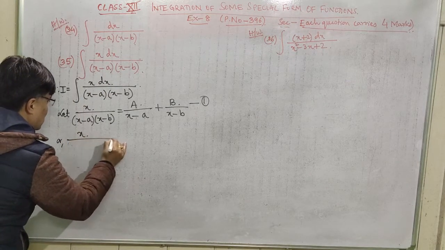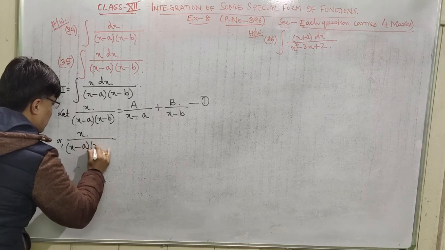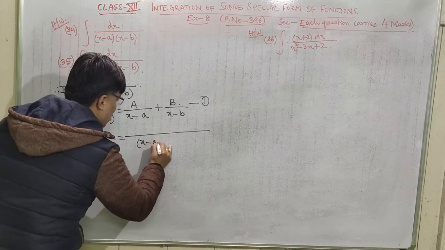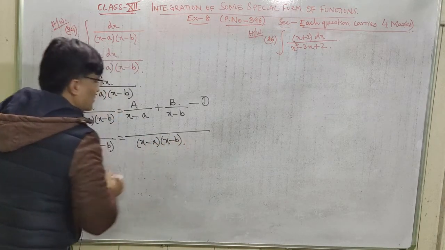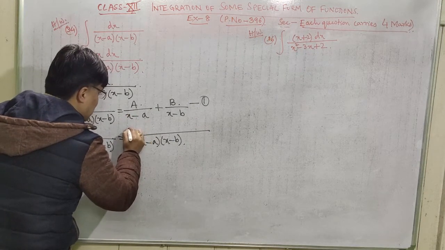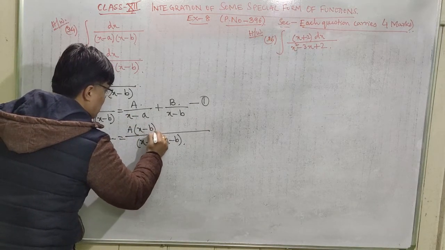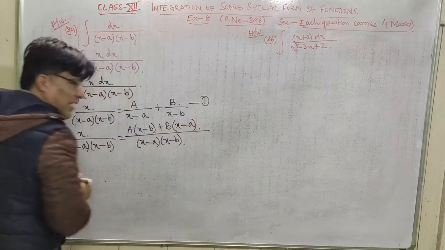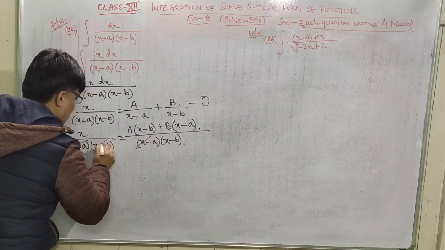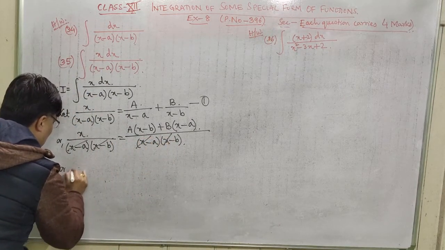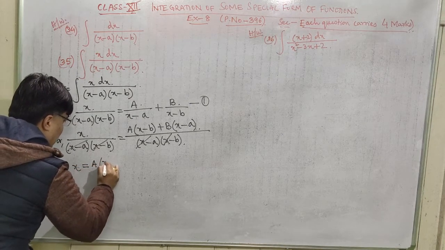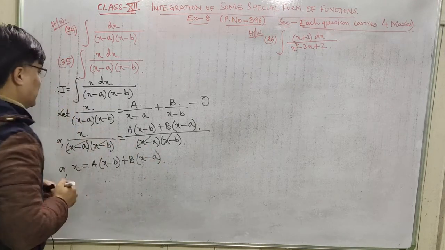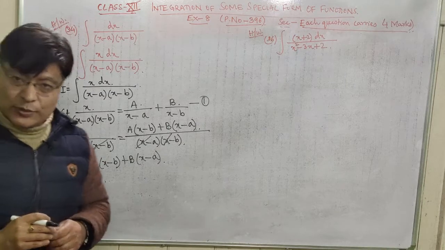Or this is x upon x minus a into x minus b is equal to, what's the LCM here now? It is x minus a into x minus b. These are the LCM. So x minus a gets cancelled. So it is A into x minus b plus B into x minus a, where x minus b gets cancelled. So here you can cancel this. x minus a and x minus b will be cancelled, or x is equal to A into x minus b plus B into this is your x minus a. So I think you have understood it.